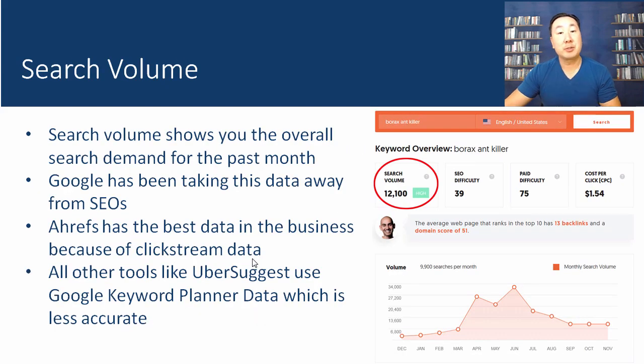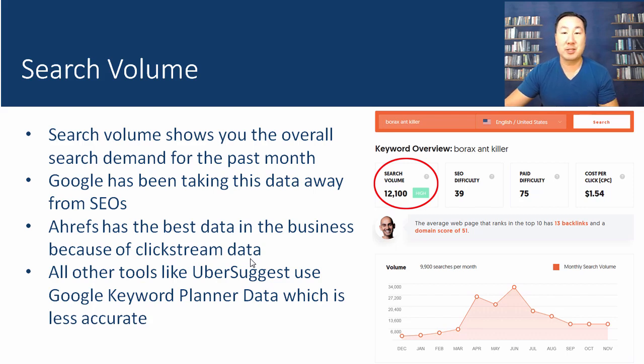Both tools will tell you what the search volume is for a particular keyword that you're searching for. It basically shows you the overall demand, on an average for a given month. Over the years, Google has actually taken this data away from SEOs. The reason why I use Ahrefs is because it has the best data in the business. It doesn't solely rely on Google for its search data. It also uses clickstream data. It actually purchases data from people who have toolbars in the web browser and other data from other people to determine the actual search volume and click rates for the tools.